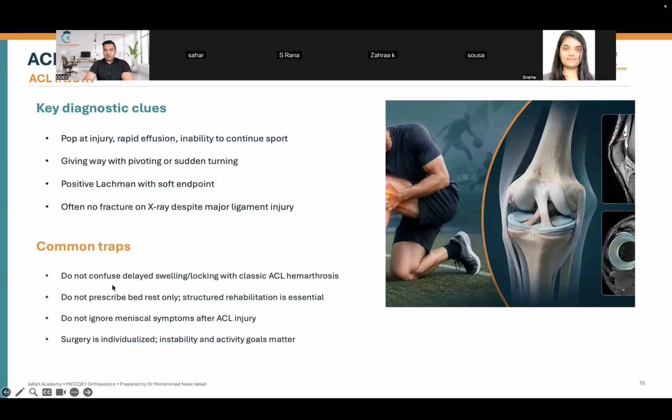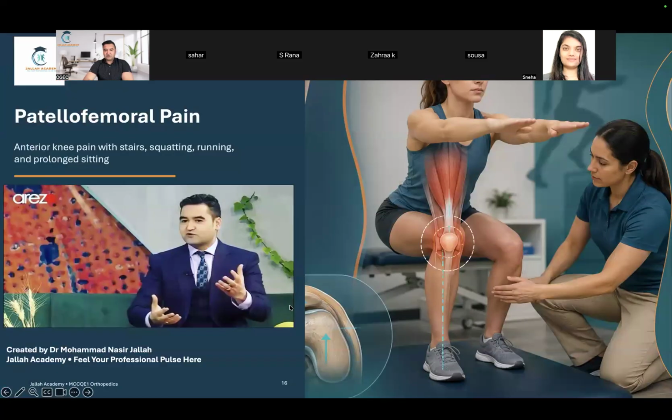Common traps. Do not confuse delayed swelling and locking with a classic anterior hemarthrosis. Do not prescribe bed rest only. Structured rehabilitation is essential. Do not ignore meniscal symptoms after ACL injury. So it means if you have an ACL injury, it doesn't mean you don't have a meniscal tear as well, so you have to look for that as well. Surgery is individualized; instability and activity goals matter.